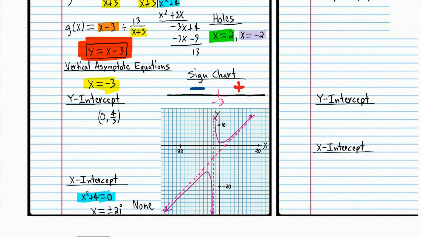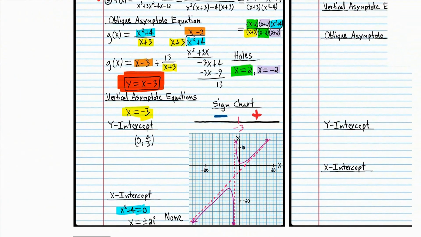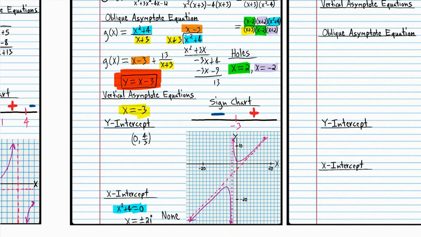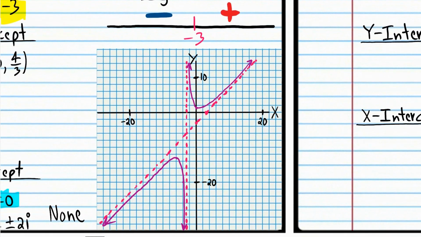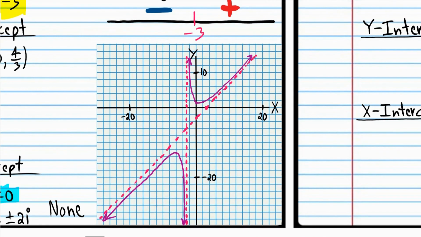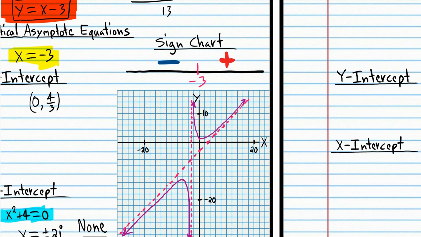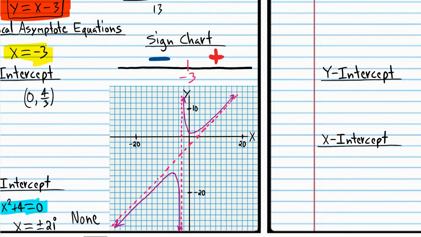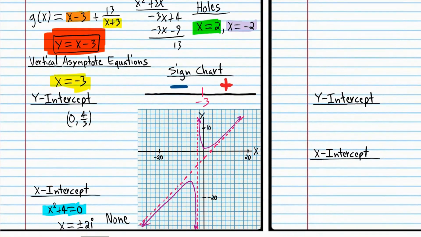Okay, so there you go. But there's one more thing that we need to consider. Notice that the graph follows this oblique asymptote, the slanted line, as we go to the right and to the left in this case. Sometimes the graph will only follow as we go to the right, but not to the left, or to the left and not to the right. But in this case, the graph follows the asymptote in both directions.